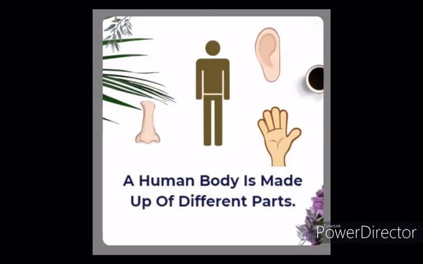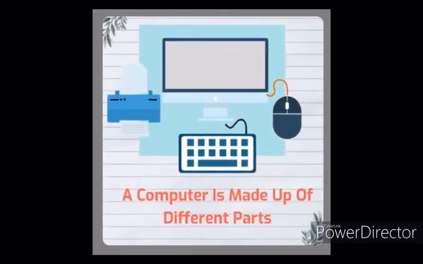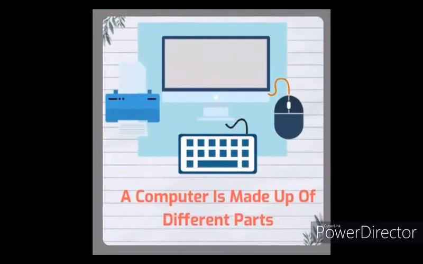Just like a human body that is made up of different body parts like nose, hand, ear, head, legs, that do different tasks like eyes help us to see, legs help us to walk. In the same way, a computer is made up of different parts like monitor, keyboard, mouse, printer, which help the computer to perform different work. Like monitor helps to display the programs on the screen.